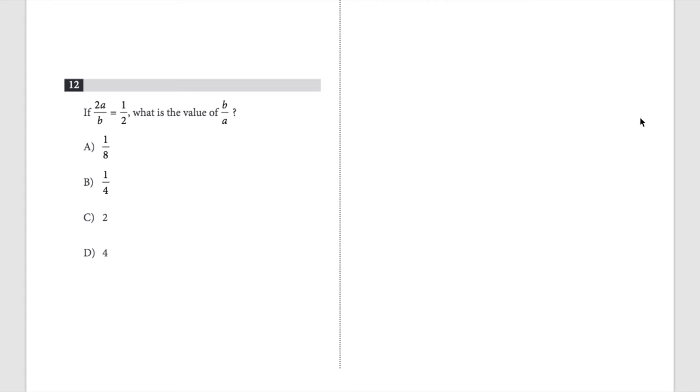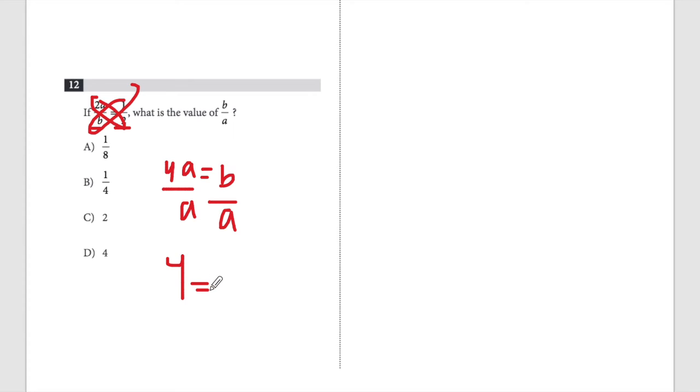Okay. 2A over B equals 1/2. What is the value of B over A? So I'm just going to use the butterfly method and multiply like this. So I'm going to get 4A equals B. Then I'm going to divide by A on both sides. So I get 4 equals B over A. So my answer is D.